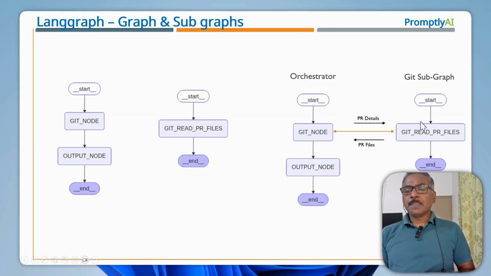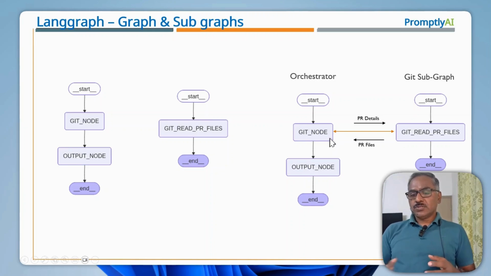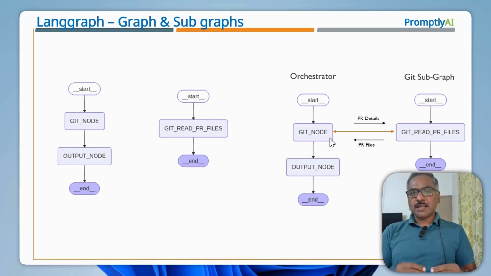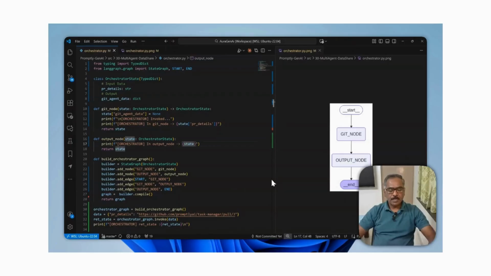Input to the subgraph is the PR details. After performing all the operations, the second graph is going to return the PR related files that are modified. So that means the orchestrator is going to pass some data to the subgraph. The subgraph, after doing some operations, is going to return some values. This is exactly what I'm going to do, an experiment with a simple code that I have. Let's see how it works.